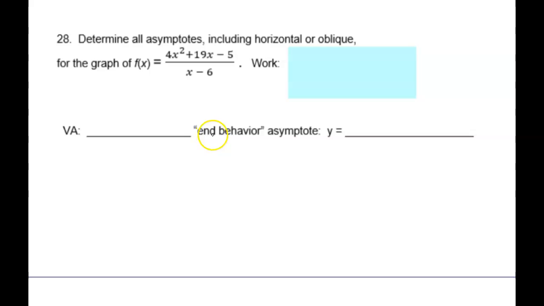You really don't have to factor this unless you're worried that there's a hole, because it only wants the vertical asymptote, which is what? How do you find a vertical asymptote?